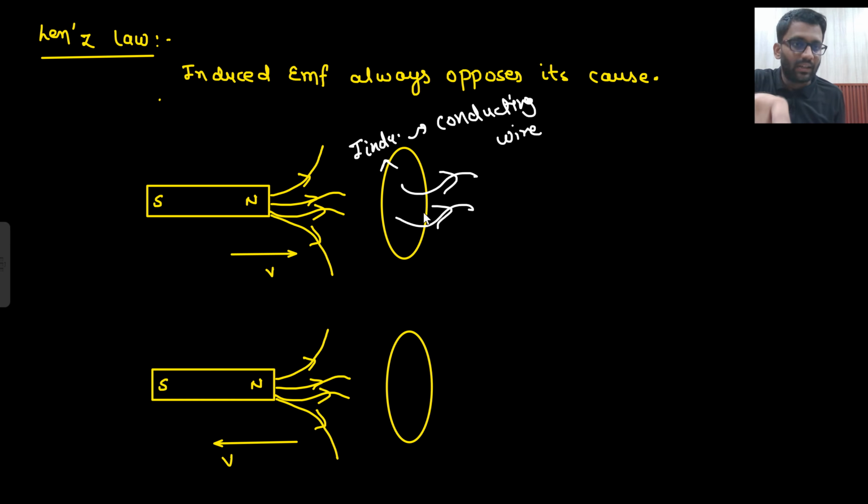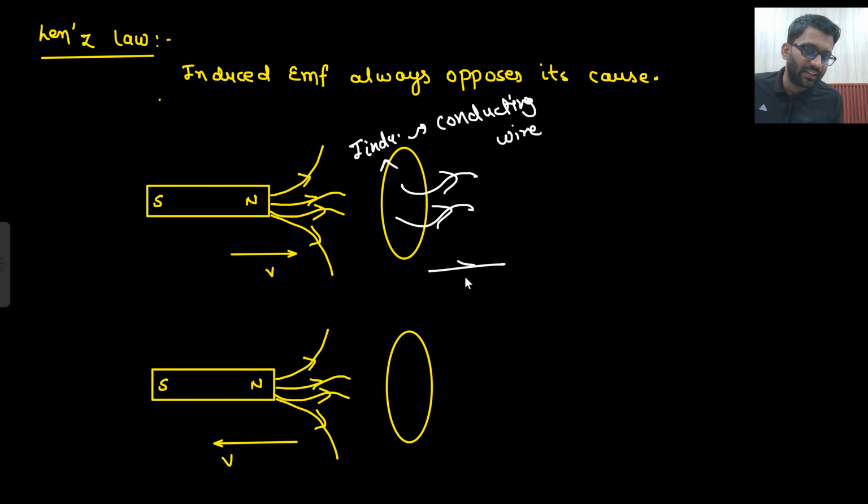In this circuit, the magnetic field was getting changed. Why did this current come? Because the magnetic field was getting changed. And what was happening with the magnetic field? The magnetic field was increasing. Now what is the job of this current? To decrease the magnetic field.